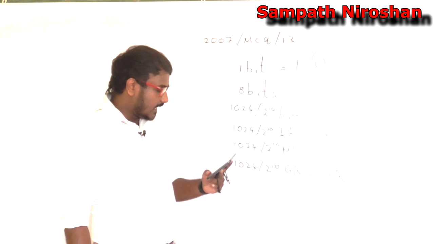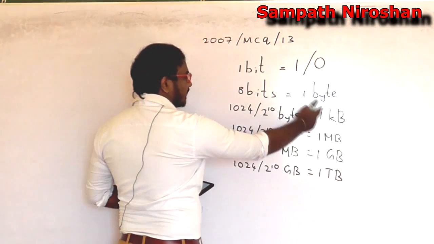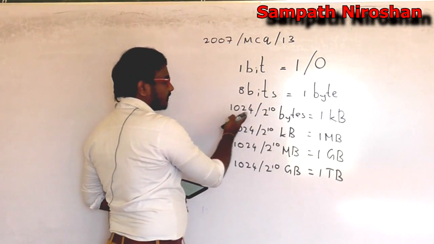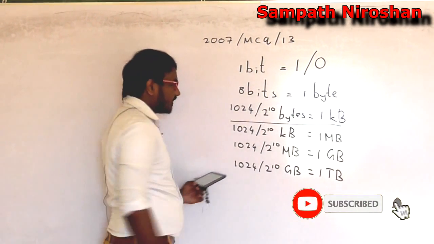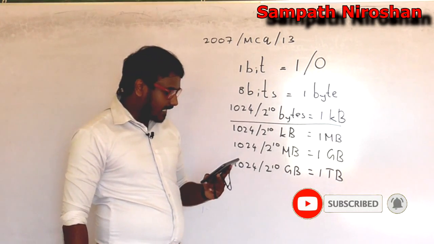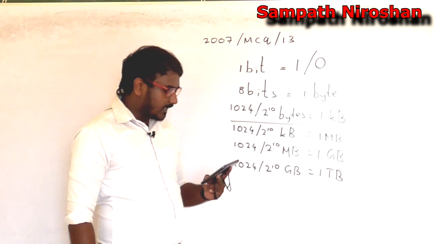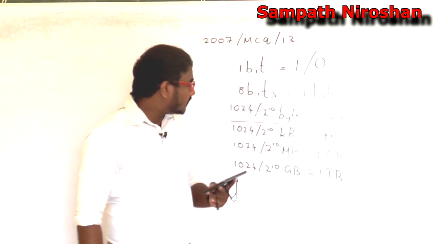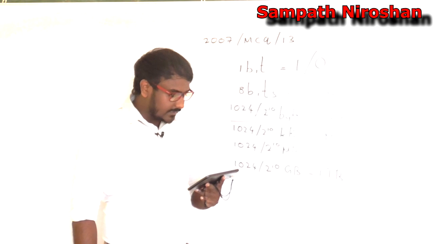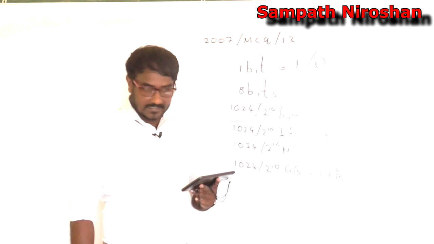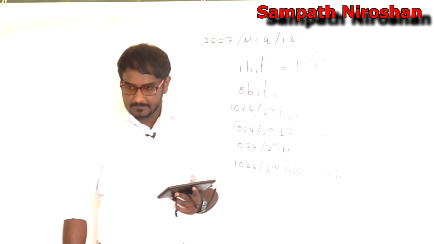Now, the question is asking how many bytes are there in a kilobyte. In a kilobyte there should be 1024, or 2 to the power 10, bytes. So this should be your answer. Let's see what the answers say. The first answer says 8, that's wrong. The second answer says 1000, that's also wrong, because we don't use powers of ten, we use powers of 2. The third answer says 1024, that is the correct answer. The fourth one says 1048, that's not correct.